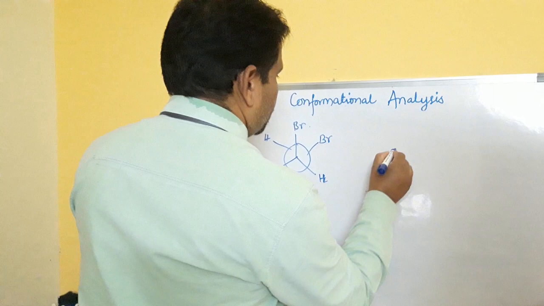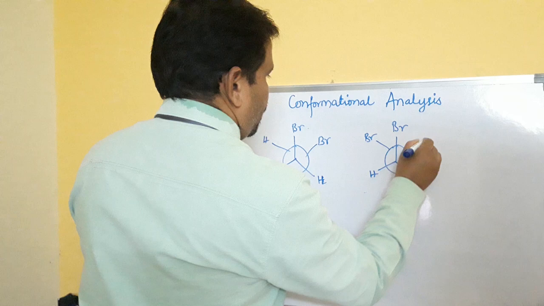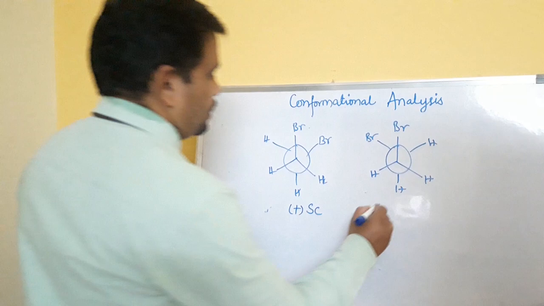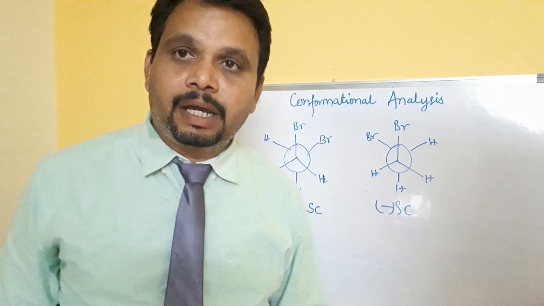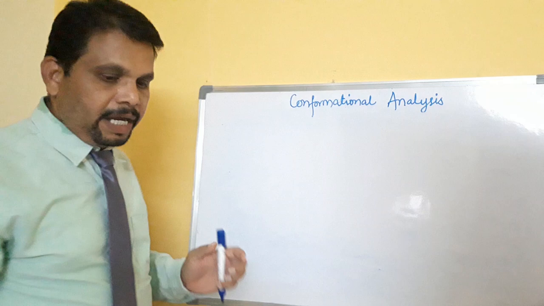So suppose bromine, hydrogen, bromine, hydrogen and hydrogen. What about this? This is the left side one, okay? Left side one means minus SC. Minus SC. Like that you can give the nomenclature according to Klyne Prelog terminology, which is the latest and modern one. So these two kinds of nomenclature you need to know about.